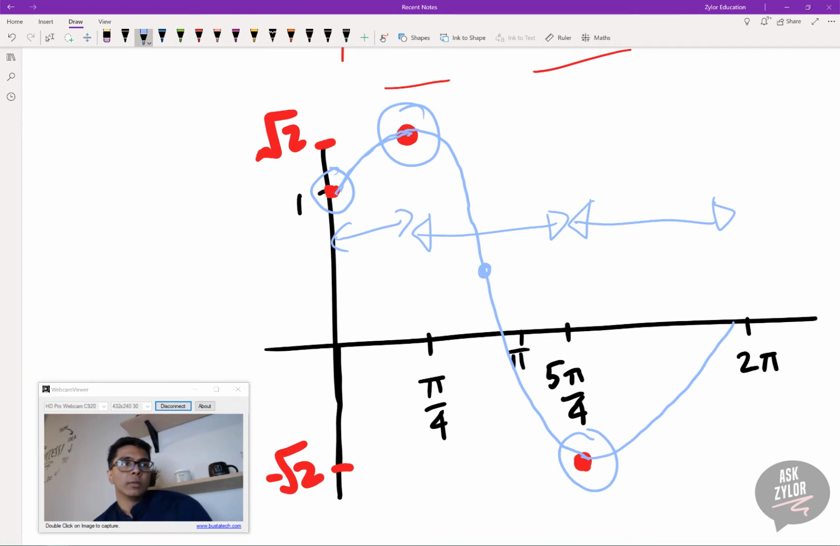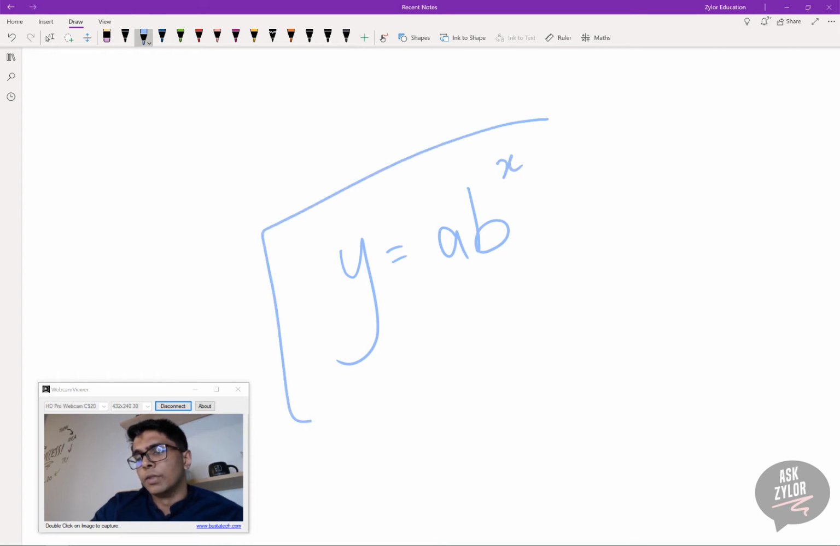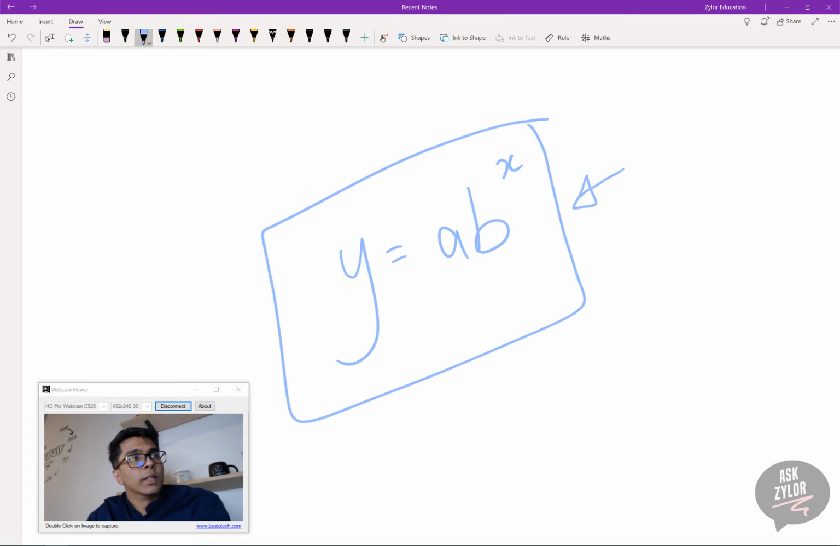So there's a question about growth and decay. How can you know the y, a, b, and x? I'm just going to draw out what the function usually looks like. This is the usual exponential function equation that's used to model growth and decay.